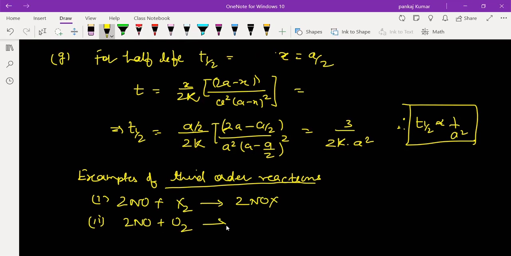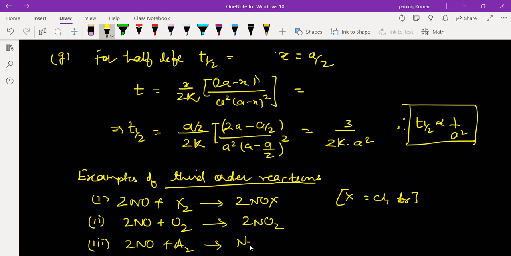Nitric oxide plus oxygen will give you 2NO2. We can take X as Cl and Br. This is also specific. And the third equation will be 2 nitric oxide plus A2 will give you oxides, and A2. Yet again, A is equal to hydrogen or deuterium.